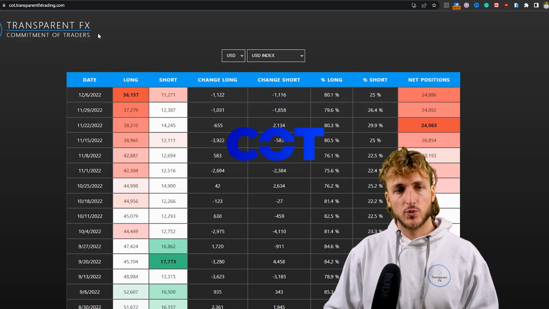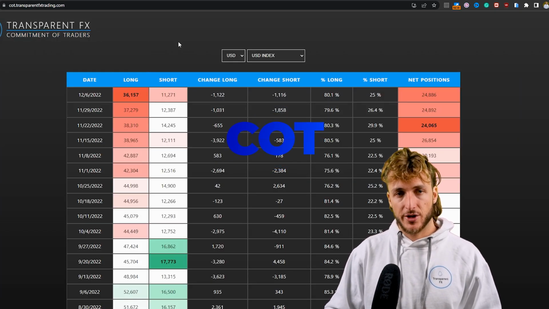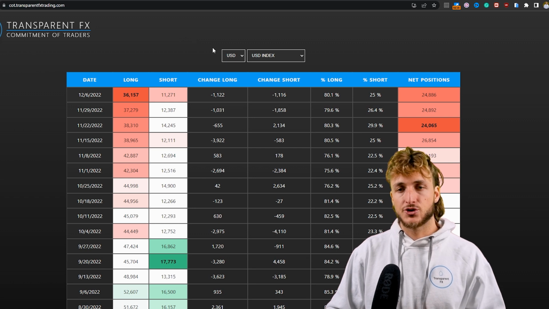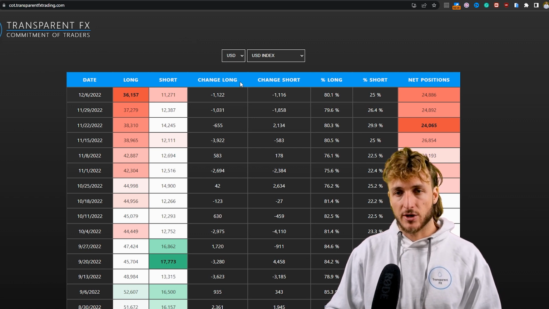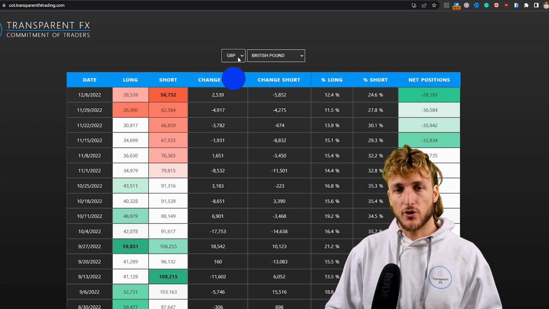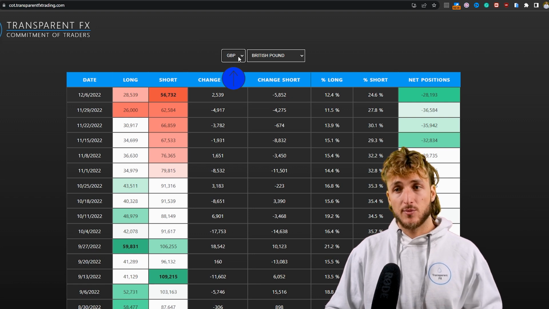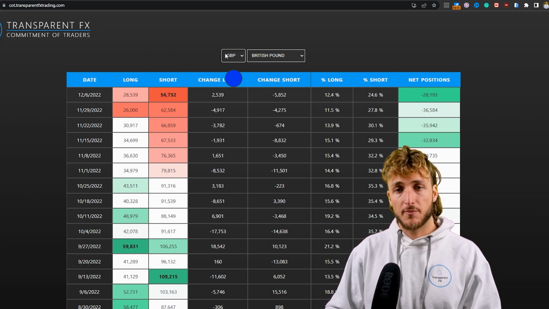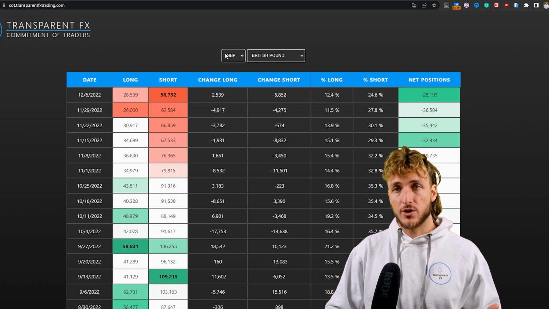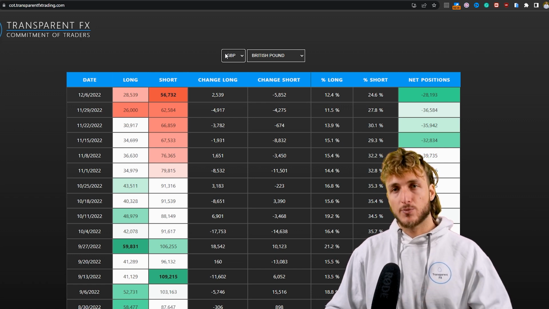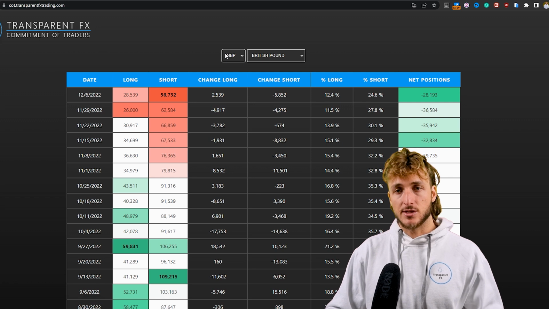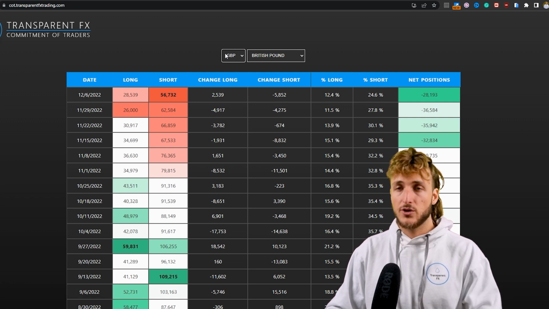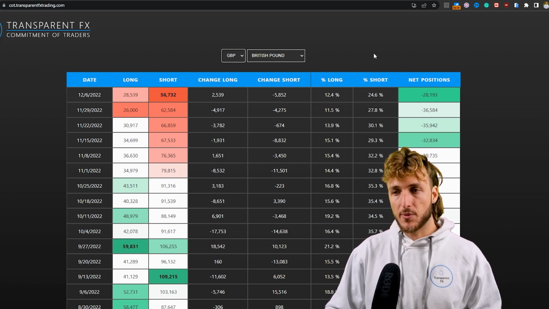Now, if we go and see what we have when it comes to the commitment of traders, so what the non-commercials and the biggest speculators in the market are doing, and we check the data for the pound, the first thing that we have to keep in mind is that if you're checking the data for the pound, you're actually checking GBP USD, because all currencies on the spot are traded against the USD. So if you're checking the data for GBP, you are already checking GBP USD.